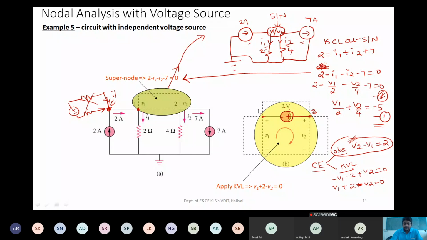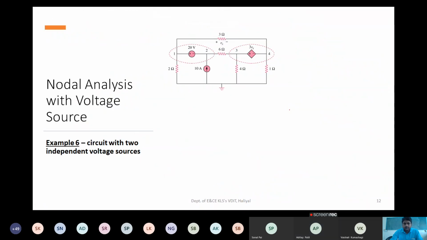Okay, so I will go to the next slide then. Now here, can you identify the condition here? Is there any supernode?